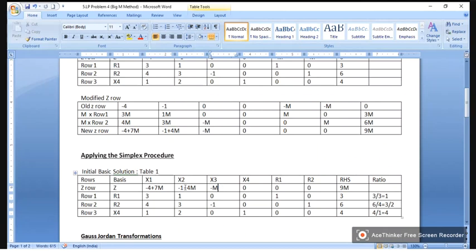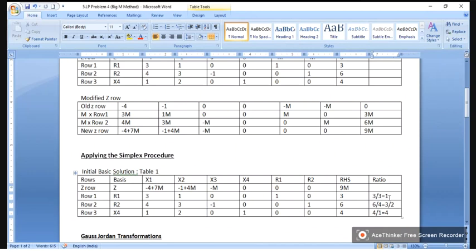So x1 will enter. If x1 is going to enter, which one should leave? Is it R1, R2 or x4? What is the procedure? We have to take the ratios: 3 by 3, 6 by 4 and 4 by 1. Which is the least one? Row 1. So x1 will enter, R1 will leave.